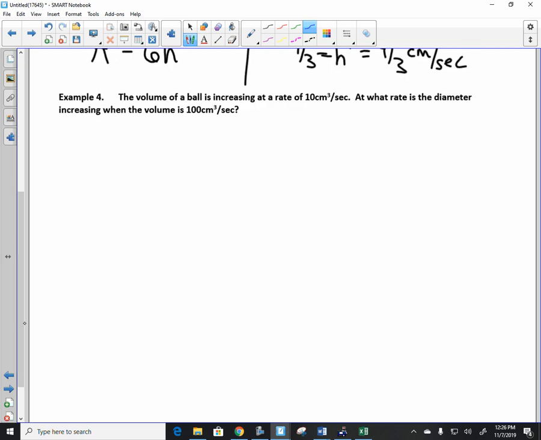This problem is at the heart of what you're going to need to be able to do in the second level of problems that you're going to engage in today. It's going to be a little bit more challenging. The volume of a ball is increasing at a rate of 10 cubic centimeters per second. So I have a sphere.